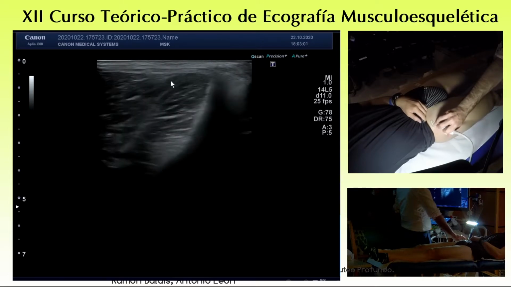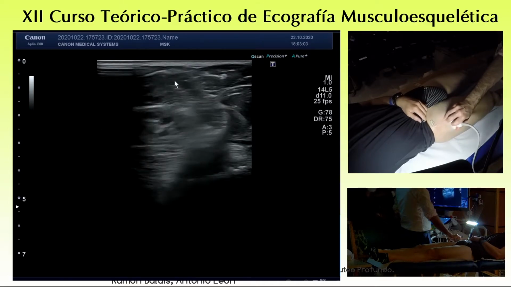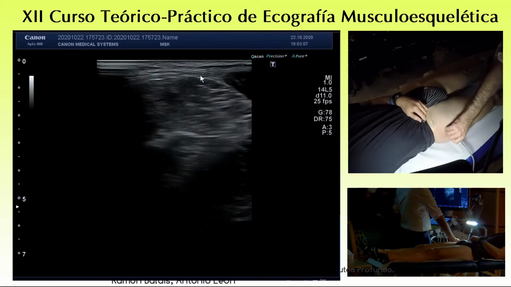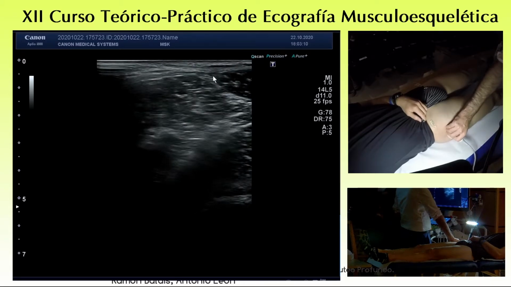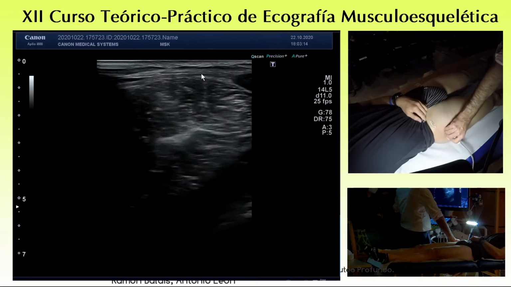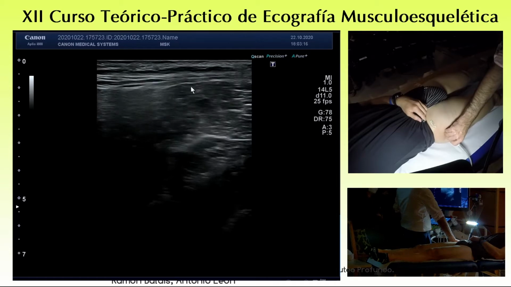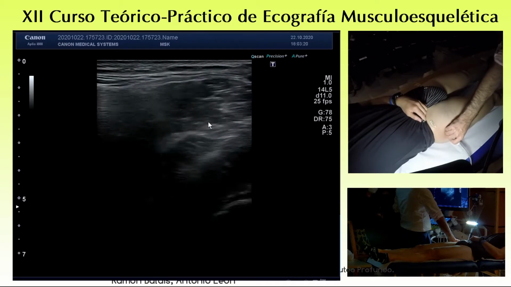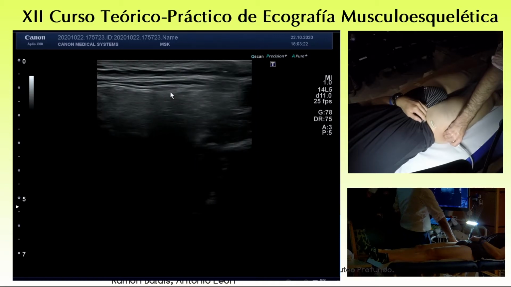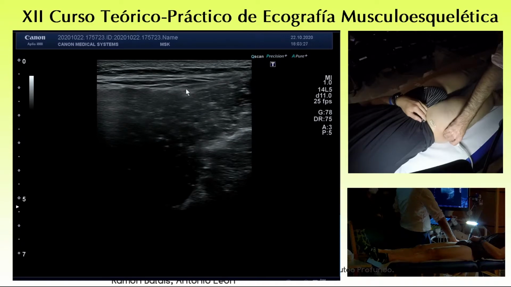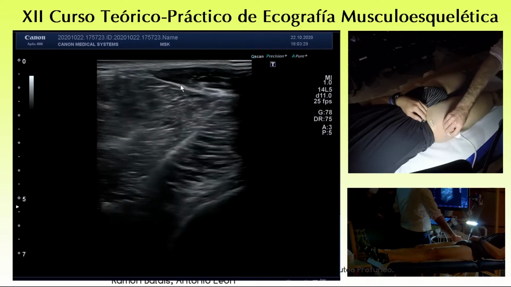If we move laterally, we see the tensor fasciae latae appearing. If you move further lateral, we see that from the posterior border of the tensor fasciae latae, there is the iliotibial band, okay, that bridges over the gluteus medius and gluteus minimus, and moves posteriorly to reach the anterior margin of the gluteus maximus, okay.